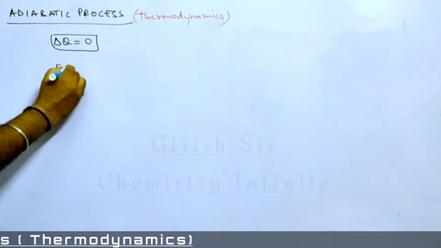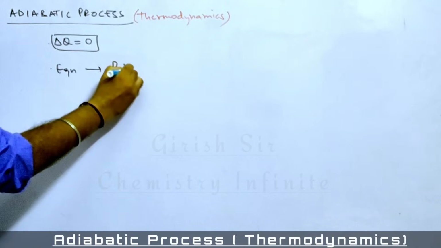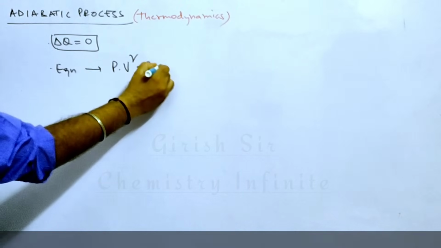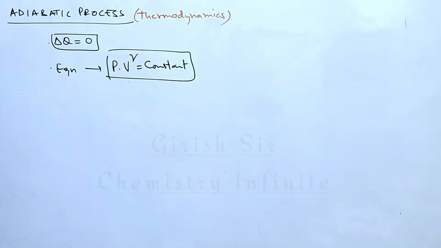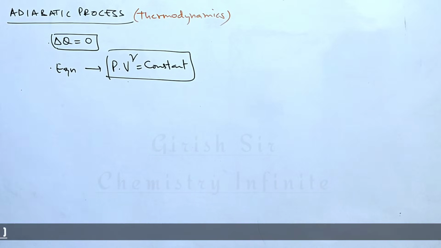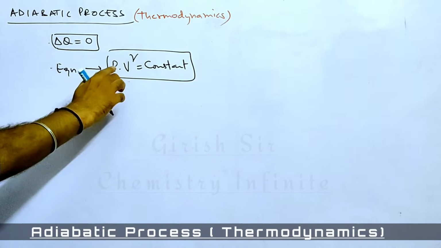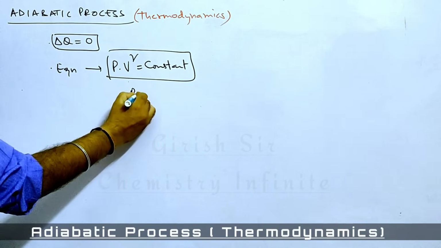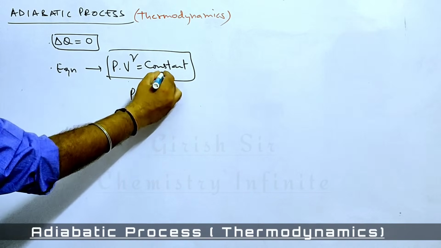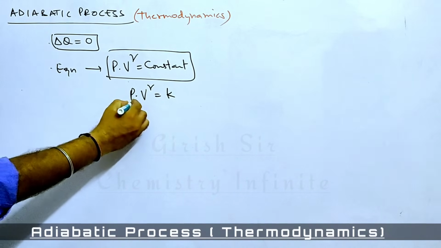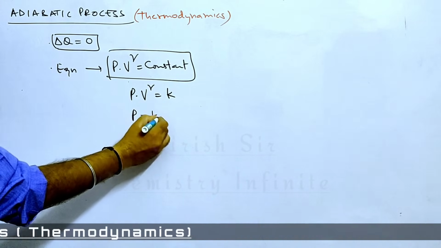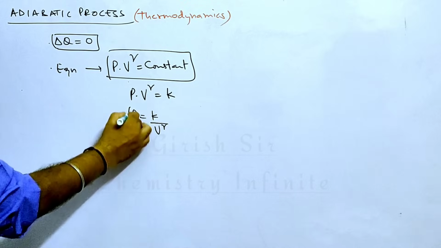Equation for adiabatic process is P into V raised to gamma equals constant. This is the equation we'll be using to find out work done. But before finding the work done, let's look at the equation. P into V raised to gamma equal to constant. Constant can be taken as, say, K, just a symbol to denote it. So I can write P equals K upon V to the power gamma.